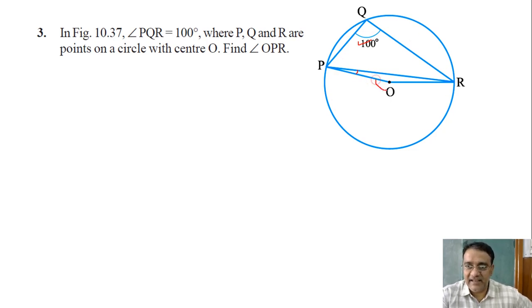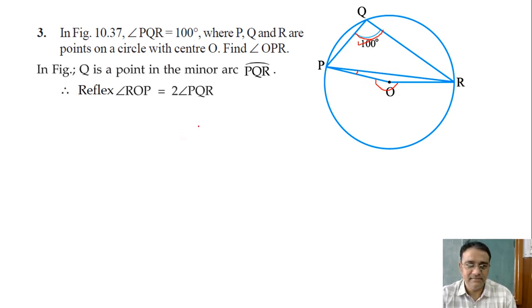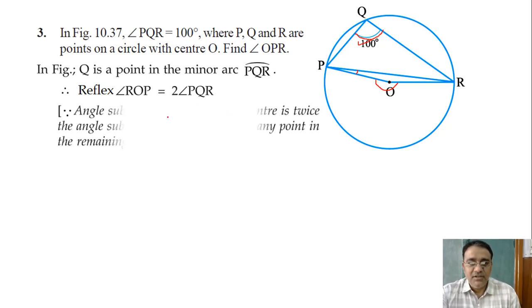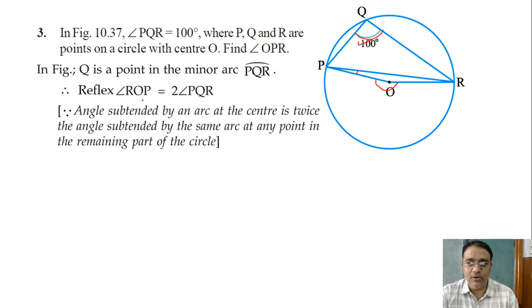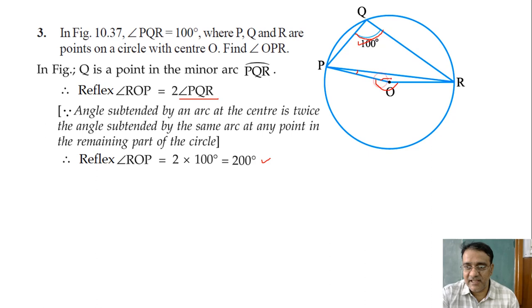Okay, so this angle is 2 times this angle. Is that clear? Reflex angle POR is 2 times angle PQR. Why? Because the angle subtended by an arc at the center is double the angle subtended by it at any point on the remaining part of the circle. Right? So reflex angle ROP will be equal to 2 into 100, and that is equal to 200. Now what is the value of this angle POR? 160 degree. How did you get 160 degree?